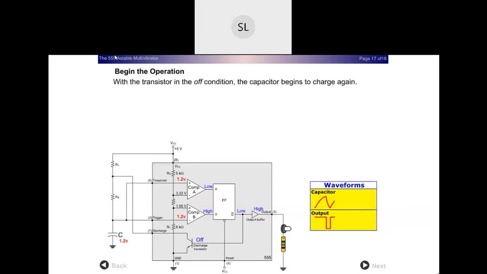So this is how the astable multivibrator works and how it charges through RA and RB. What happens whenever the voltage across this capacitor tries to exceed 2/3 VCC? What happens when the voltage across the capacitor falls below 1/3 VCC? And depending upon the voltage across this capacitor, the output of this timer will be switched on or off. Okay.